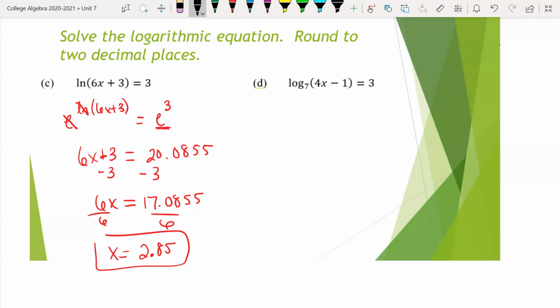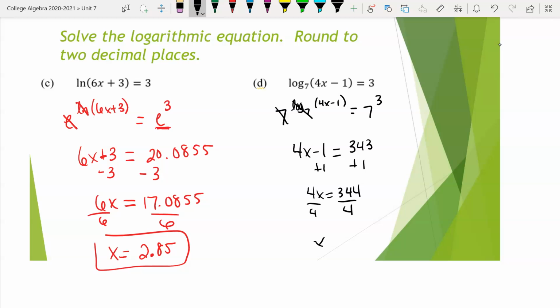All right. D, it says log base 7 of 4x minus 1 equals 3. Again, you have to rewrite it and make it an exponential problem. So 7 raised to the log base 7, that's going to cancel. So I have 4x minus 1 equals 7 to the third, which is 343. I'm going to add 1. 4x equals 344. I'm going to divide by 4. x equals 86. So again, the whole point is to get rid of the log so you can make it an exponential equation.